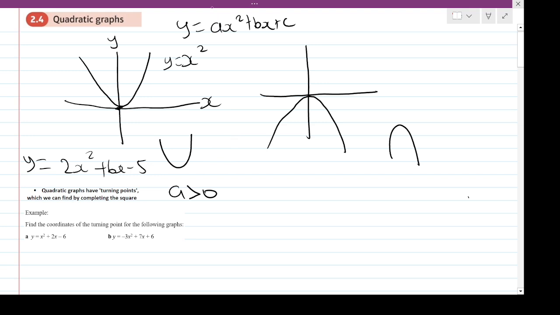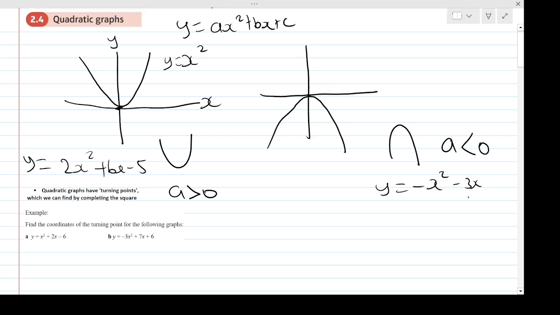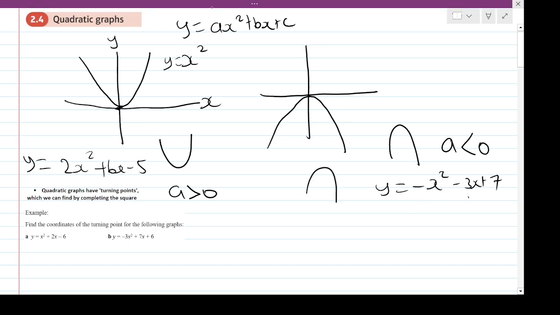Alternatively, if it has a frowny shape, then a is less than 0, so it's negative. For example, if y was minus x squared minus 3x add 7, I have a negative here, so it has to be a frowny shape. Again, frowny, sad, negative. So that's a helpful way to remember it.